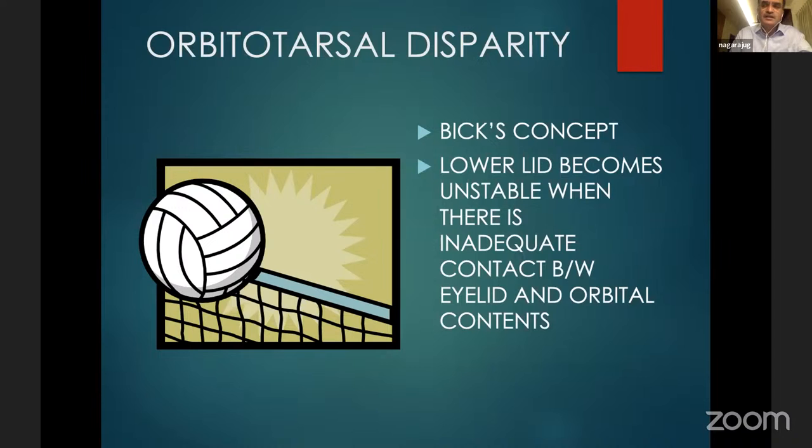Another thing you should understand is that in spite of all these anatomical and physiological factors being normal, supposing the eyelid is not in an appropriate position with the globe, or if there is an anophthalmos, the lower lid will become unstable because there is no adequate contact on the posterior aspect. This is Bick's concept of orbitotarsal disparity. So in spite of the tarsal plate, the ligaments, and the protractors and retractors being normal, if there is no posterior support, the lid can turn inwards also. That you can see in some cases of anophthalmos or microphthalmos.